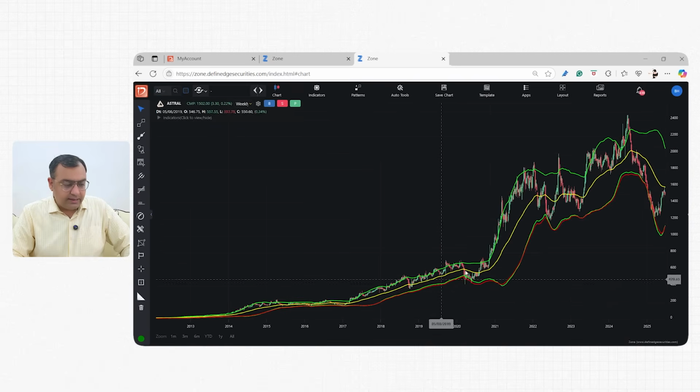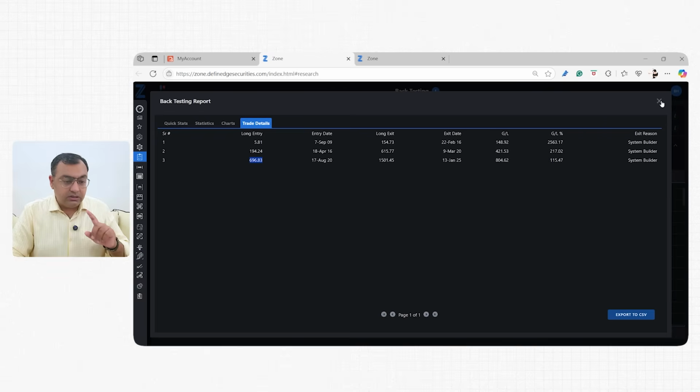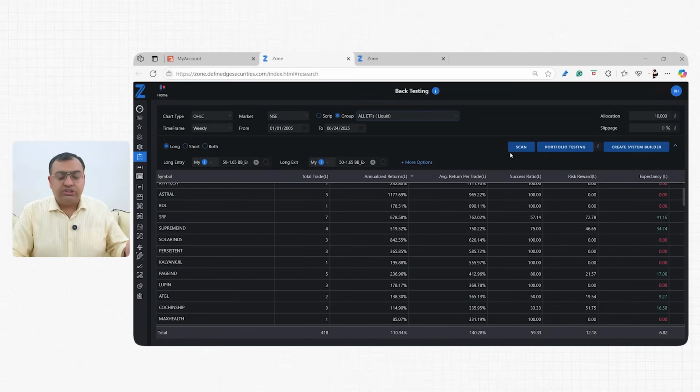This was the one. Look at this, you got triggered in 2020, somewhere around, yes, and then it got exited, then it got triggered over here. So it's been continuing. So this is one strategy you should definitely run. You can also check out the ETFs over here. So we have liquid ETF also. If you go to the all ETF liquid, you can check all ETF as well on the weekly chart. You can do ETF trading as well based on this strategy.